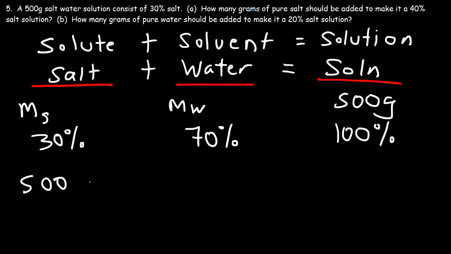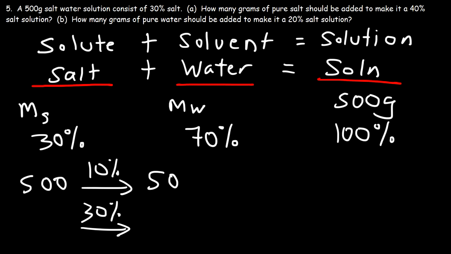So what is 30% of 500? Well, if you want to do this mentally, first find out what 10% of 500 is. 10% of a number, all you need to do is take the decimal and move it 1 unit to the left. So 50 is 10% of 500. Now to find 30%, it's important to see that 30% is 3 times 10%. So 3 times 50 is 150. So we have 150 grams of solute.